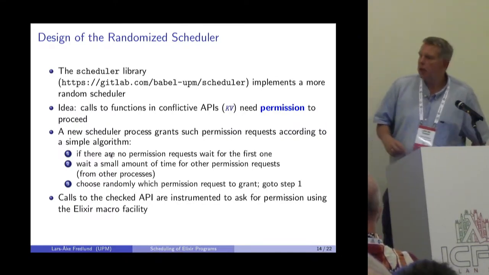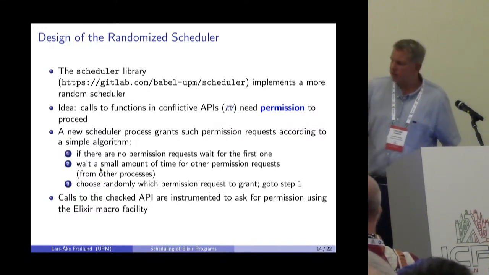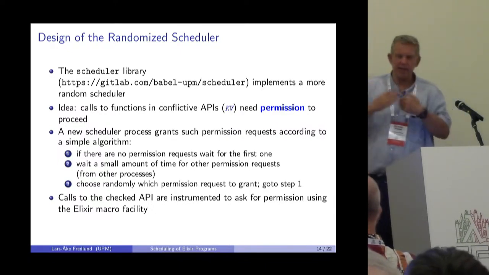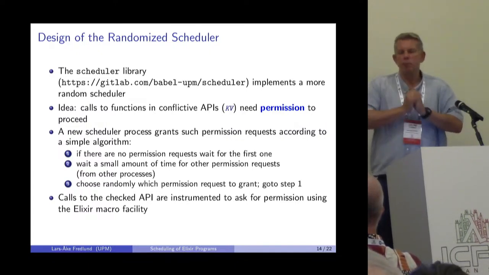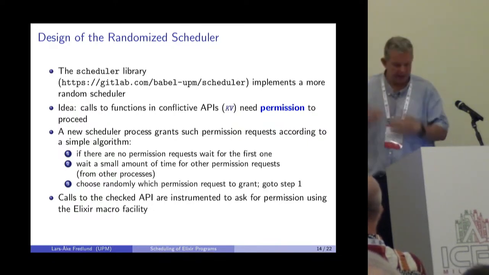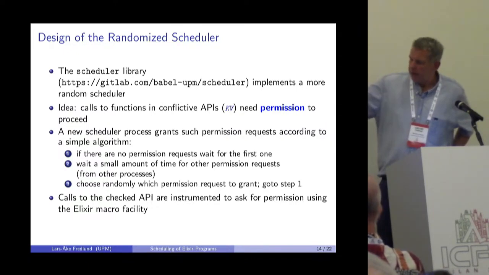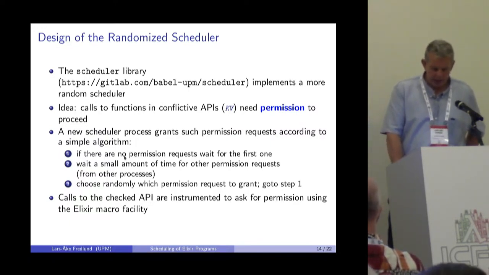And then, after having waited this small amount of time, it chooses randomly which permission request to grant, and then continues with step one again. So it's a very, very simple, simplistic idea. And there's more stuff to do if you want to, for instance, cover message passing communication in Erlang, but this sort of works for this really simple case. And it's very easy to instrument, again, the calls to KV get, KV put, using the Elixir macro facility. Okay, so we have done that.